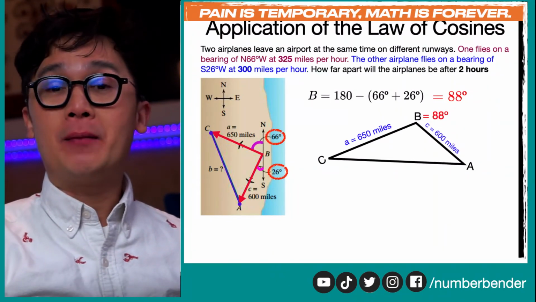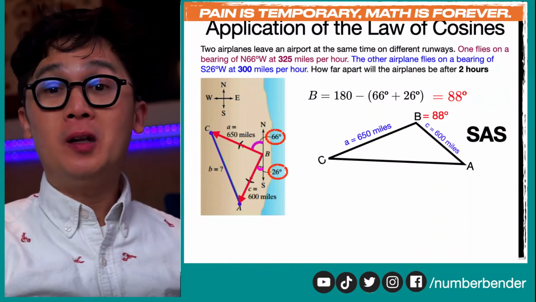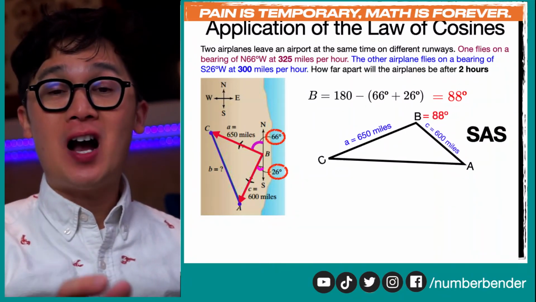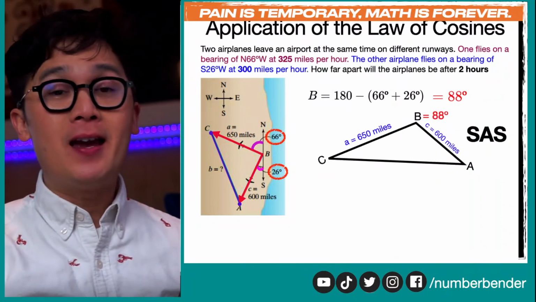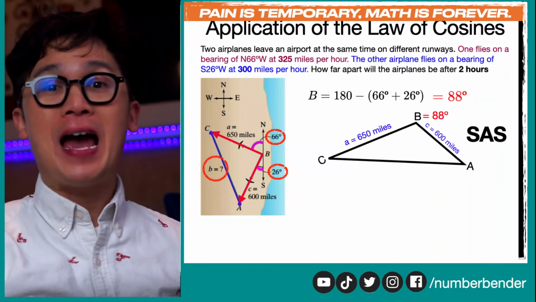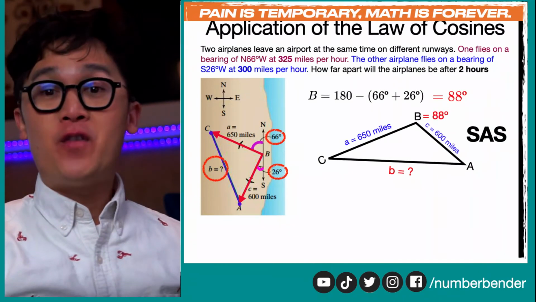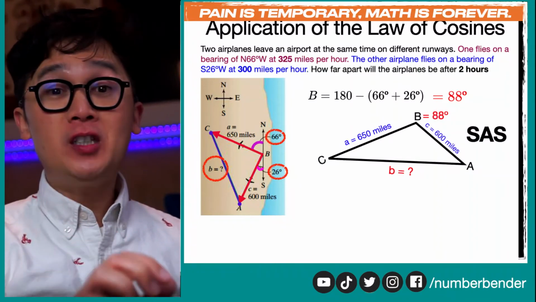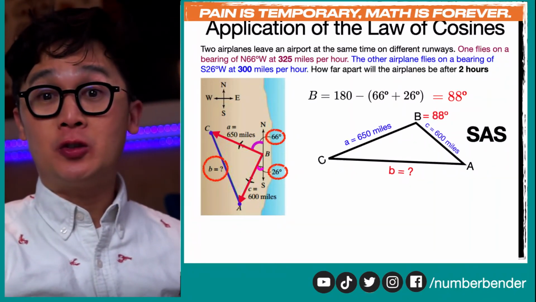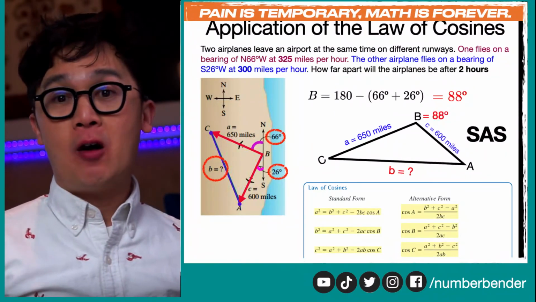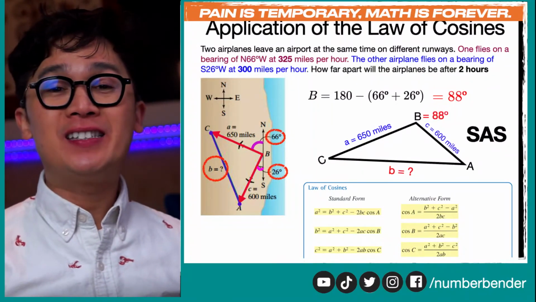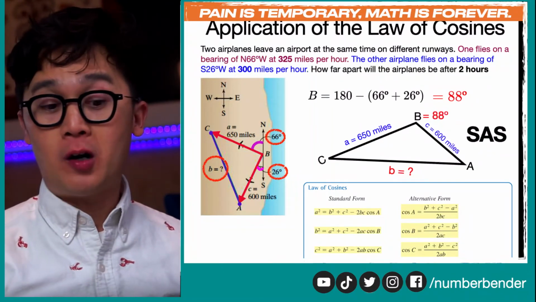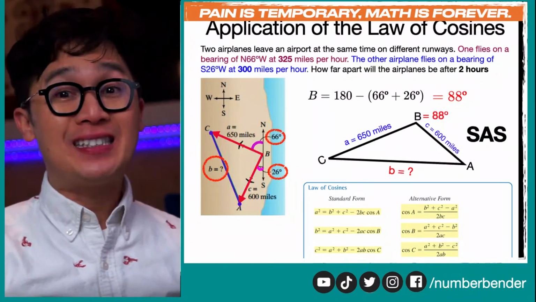And we know that by using these values, we'll be able to use our law of cosines, since this follows an SAS case of oblique triangle. So that means we'll be able to solve for the distance between the first plane and the second plane after 2 hours. So by using our set of formulas, since now we are missing a side, instead of using the alternative form, we're going to be using the standard form.